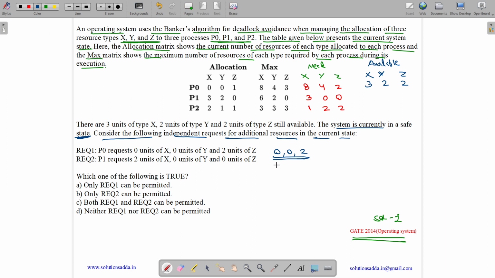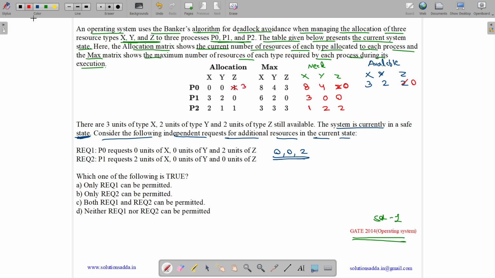Let us suppose we allow 0, 0, 2. So 0 of this, 0 of this, 2 of this. So what is available? Available is 2 minus 2, 0. 0 will be available over here. Let me do it like this so that we can revert it back. Now what is the future need? 2 is allocated, so future need gets reduced by 2. It becomes 0. Now max remains like this and allocated is 1 plus 2, 3.